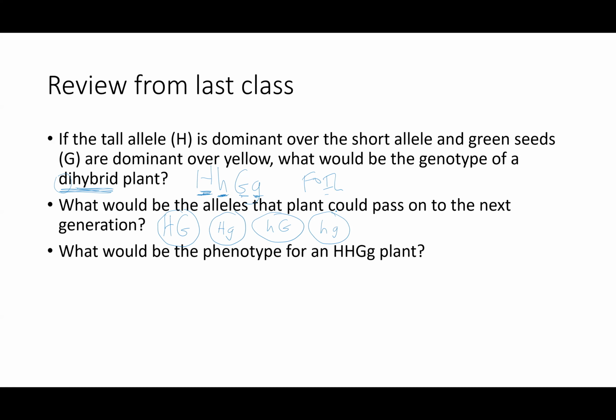What would be the phenotype of a plant that is big H, big G, little g? It's going to be tall because it's homozygous dominant for the tall trait. And it's going to be green.